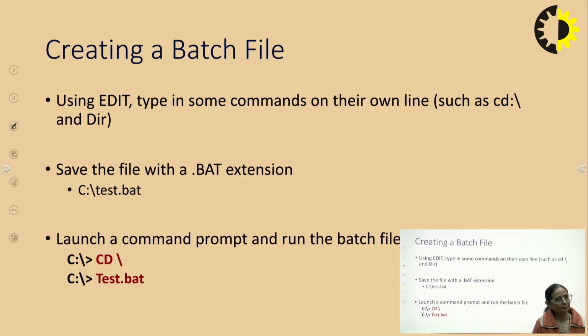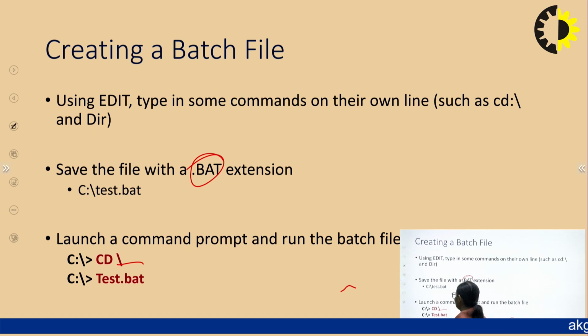How do you create a batch file? Using edit, type in some commands, each on its own line. Save the file with .bat. This is very important: you will always save them with the .bat extension. Then launch a command prompt and run the batch file. That is, you move to the root directory, and once you are there, you just give the name of the file and run it.